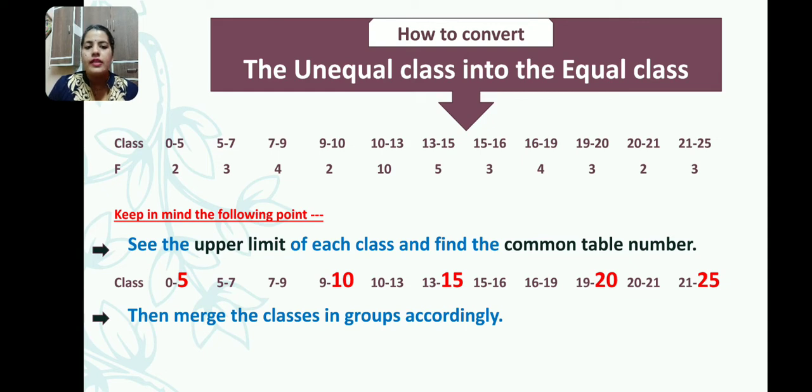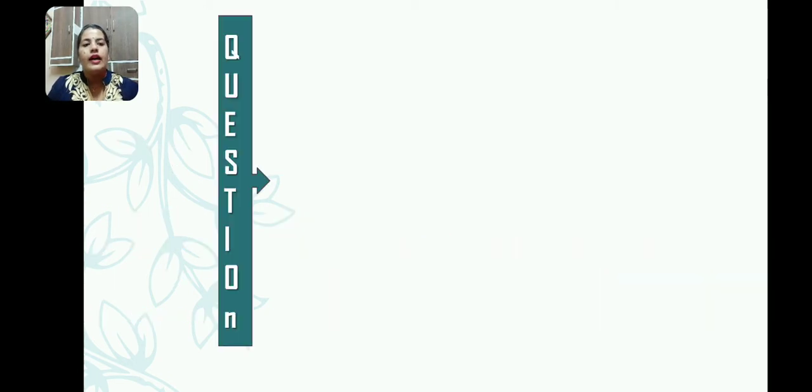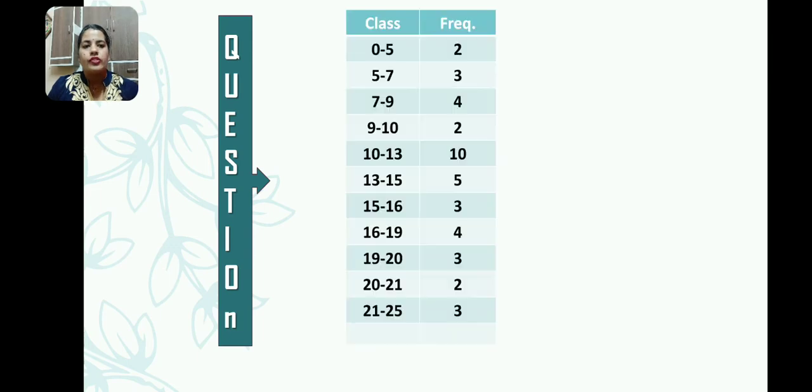So you will merge and then make groups accordingly. By this method you can make the unequal class into the equal class. Now here I am taking a question for solving. So how do we make the unequal class into the equal class?